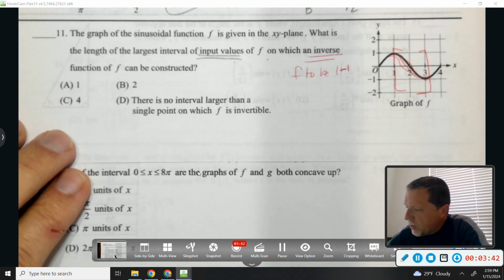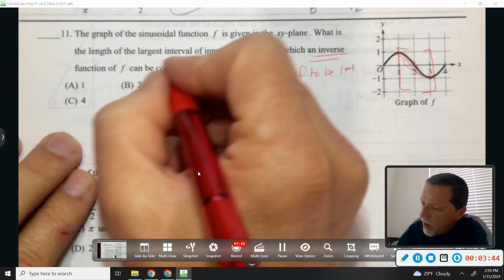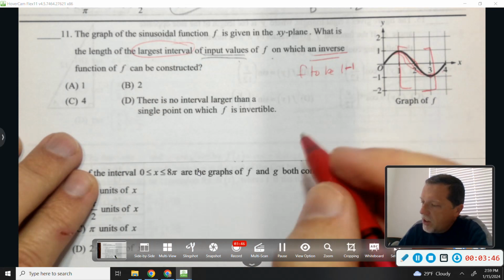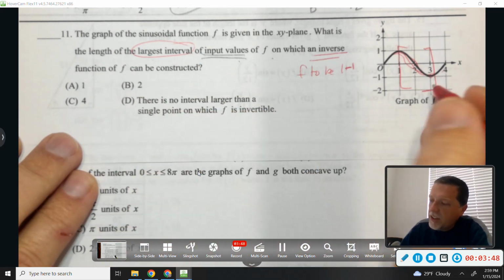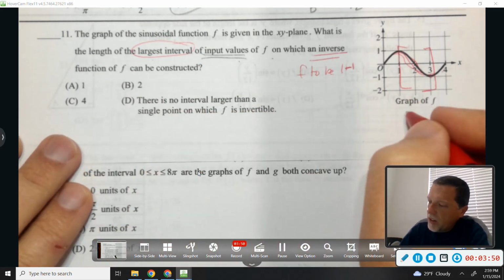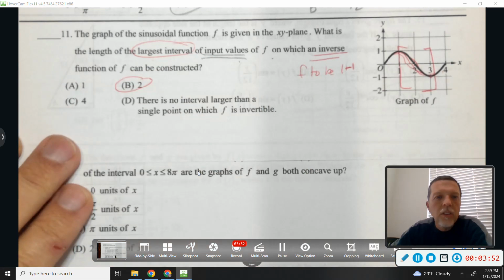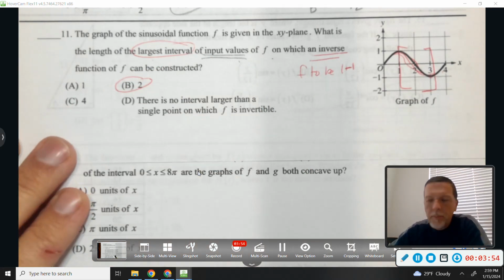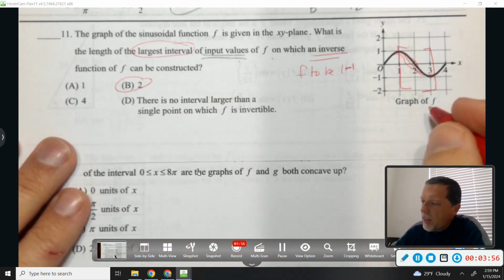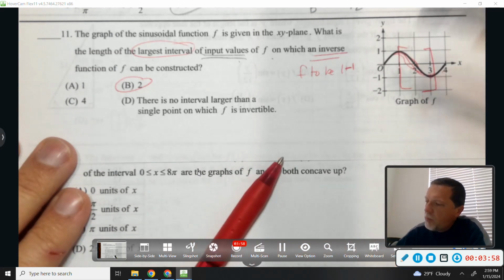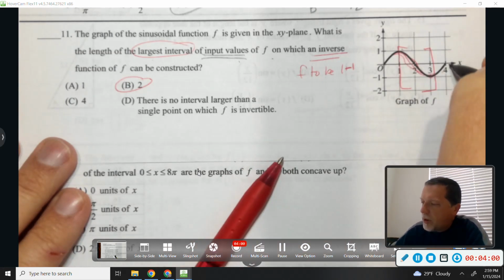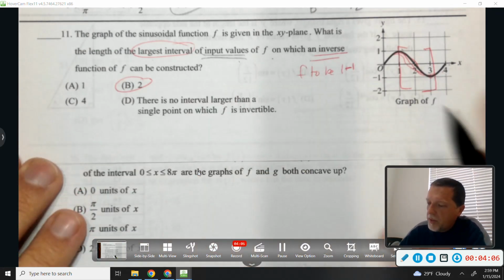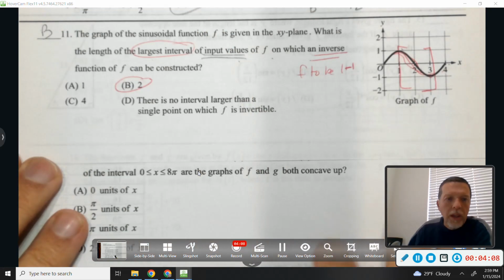Now, let's make sure we answer this question correctly. What is the largest interval? So it didn't ask what the interval is, it just says the largest interval. So I'm going to go from 1 to 3 and say that interval is 2 wide. I guess the trick would be you could pick an interval that's 0 to 1 or 3 to 4, and those could have inverses, but those would not be the widest interval. So answer choice B.